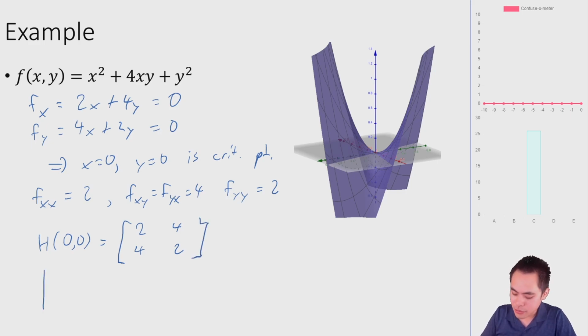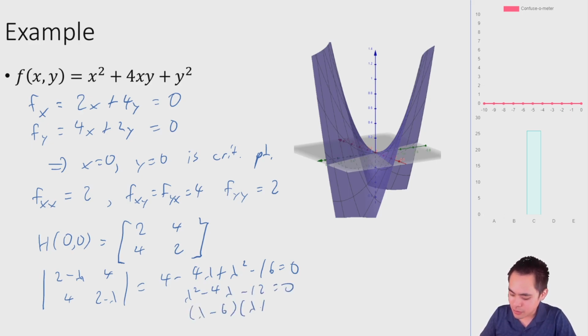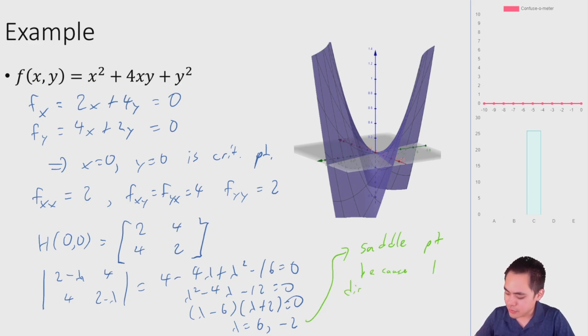We want to compute the eigenvalues: [2 minus lambda, 4; 4, 2 minus lambda], that's equal to 4 minus 4 lambda plus lambda squared minus 16, which is equal to 0, and you end up getting lambda squared minus 4 lambda minus 12 is equal to 0, lambda minus 6 times lambda plus 2 is equal to 0, lambda is equal to 6 and minus 2. So this here is a saddle point, because one direction is positive and the other direction is negative.